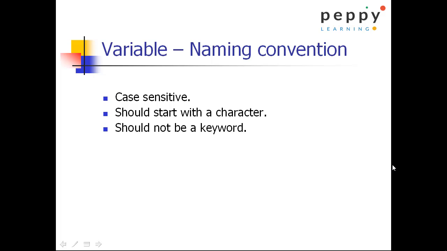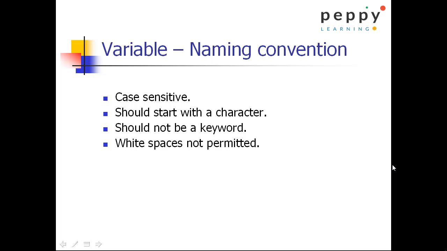Let's say you have a class. The class keyword is used to create a class. Public, private, protected. These are the access specifier keywords. You are not supposed to use these keywords for any variable name.